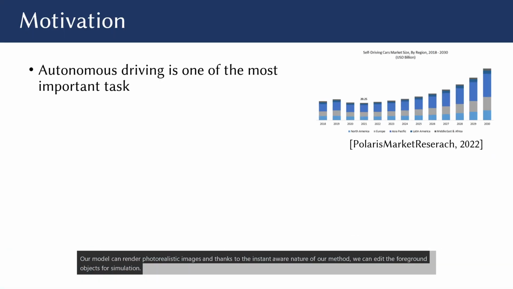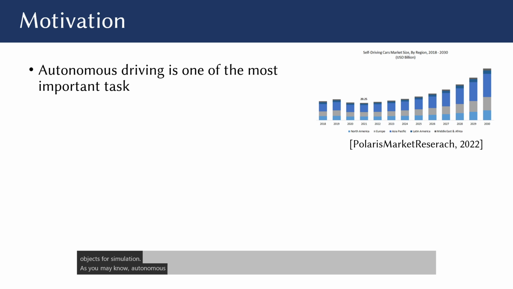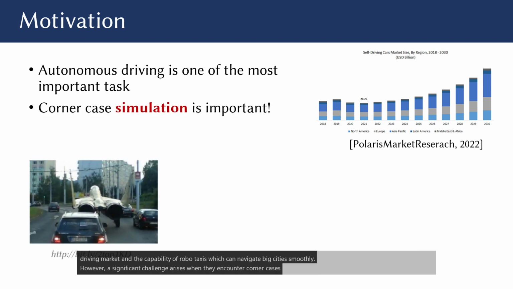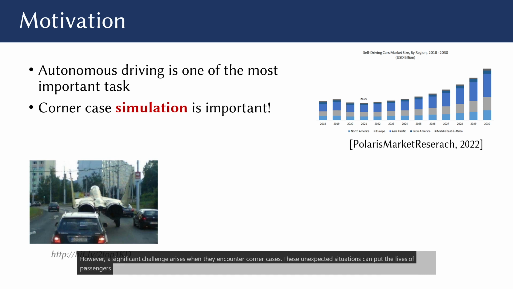As you may know, autonomous driving is one of the most crucial applications of AI. We have seen great strides in the self-driving market and the capability of robotaxis, which can navigate big cities smoothly. However, a significant challenge arises when they encounter corner cases. These unexpected situations can put the lives of passengers at risk. But the conundrum we face is that while we need more training data to handle such corner cases, collecting this data in the real world is dangerous and expensive.